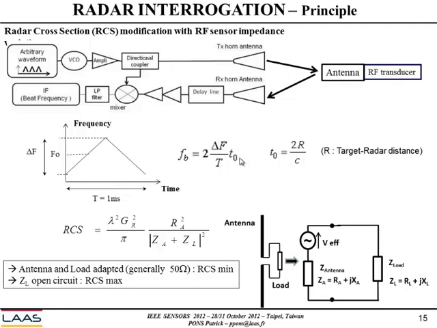Then if we see here the antenna, and the load here is an RF transducer, the radar cross-section, with an image of the power which is received by the reader, is depending on the impedance of the load. If you change the capacitance, you change the impedance, and then you change the energy received by the reader, you change the radar cross-section. If the antenna and the load are matched, the radar cross-section is minimum, and if the load is an open circuit, you have a maximum of radar cross-section.